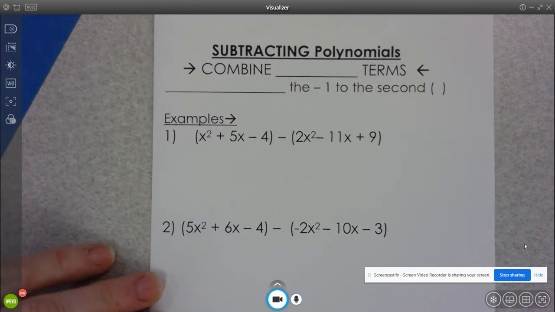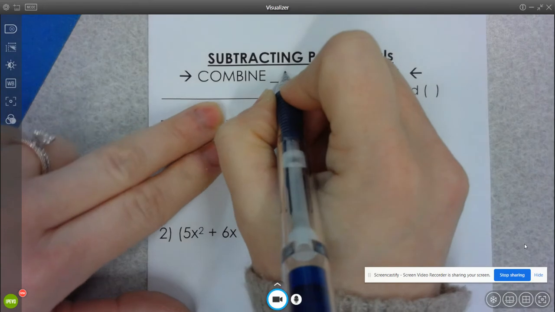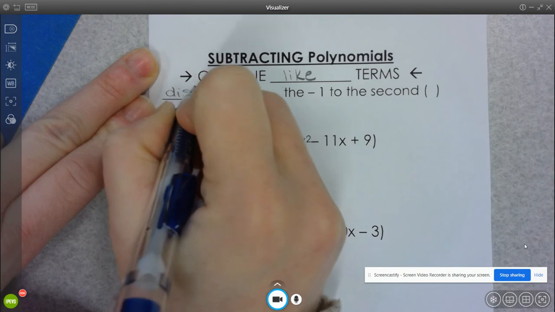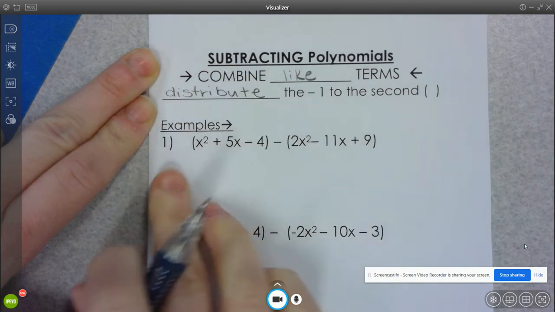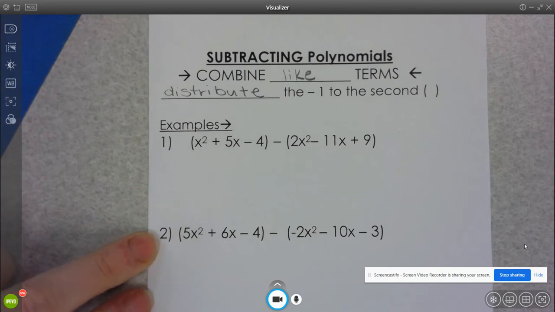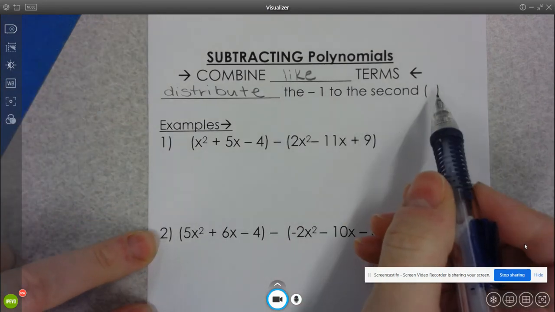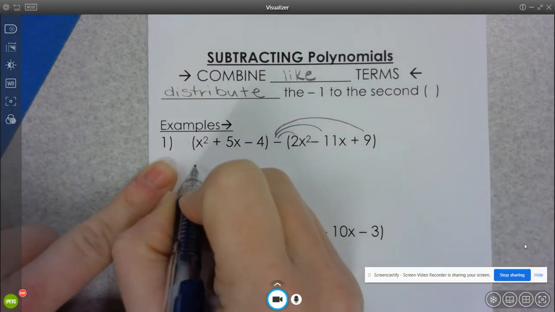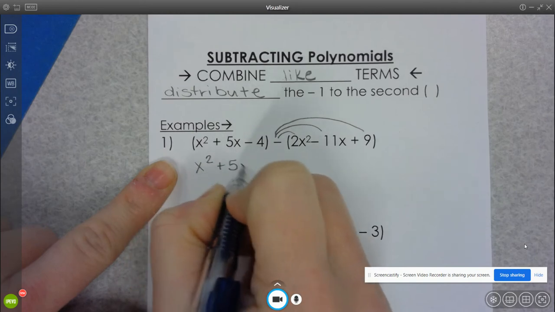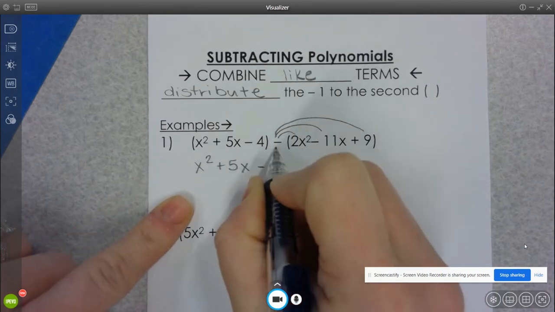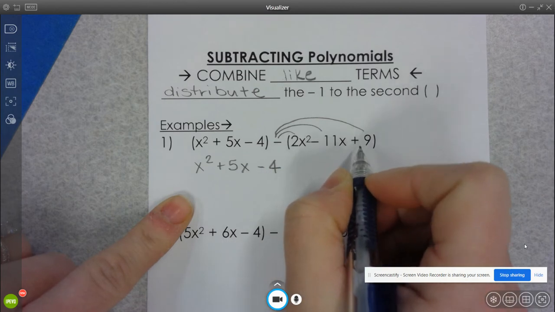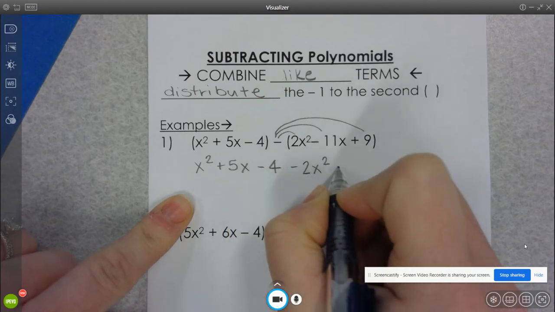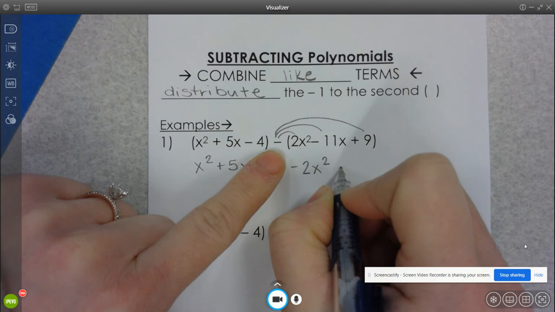So subtracting is similar. Still going to combine like terms. But before I can combine like terms, I have to distribute the negative 1 to the second set of parentheses. So here, this negative is going to go to all three of these. So I'll have x squared plus 5x minus 4. And then this second set of parentheses is going to get the negative distributed. So I'll have negative 2x squared plus 11x minus 9.